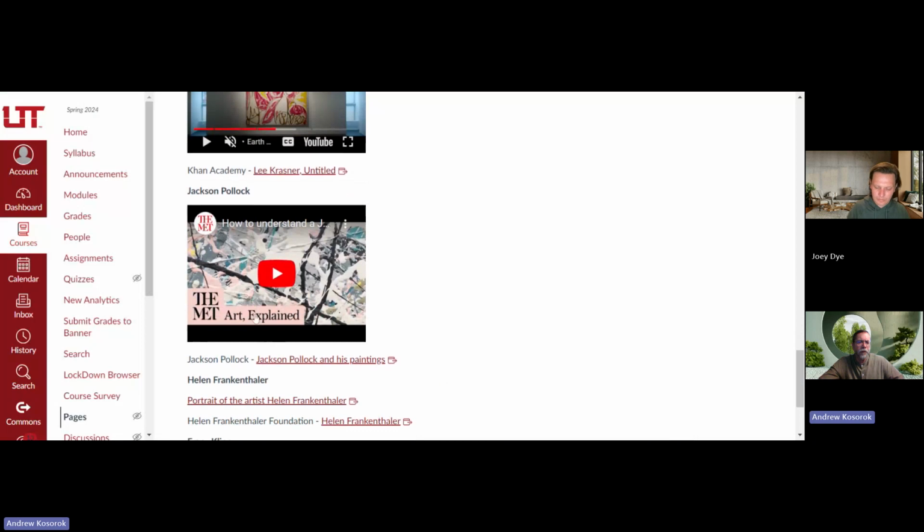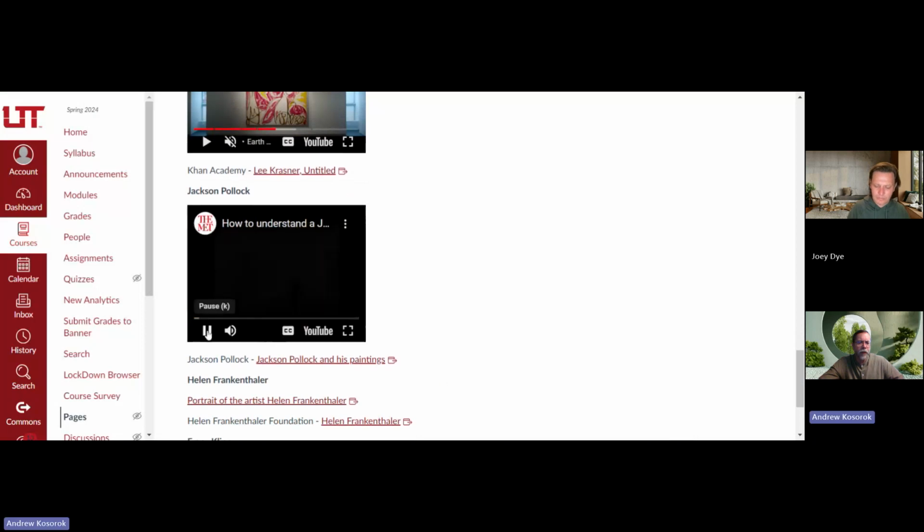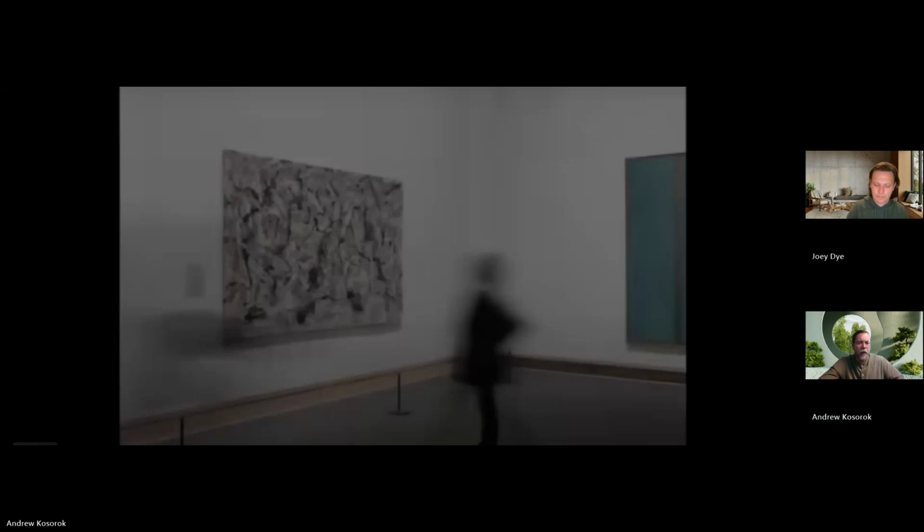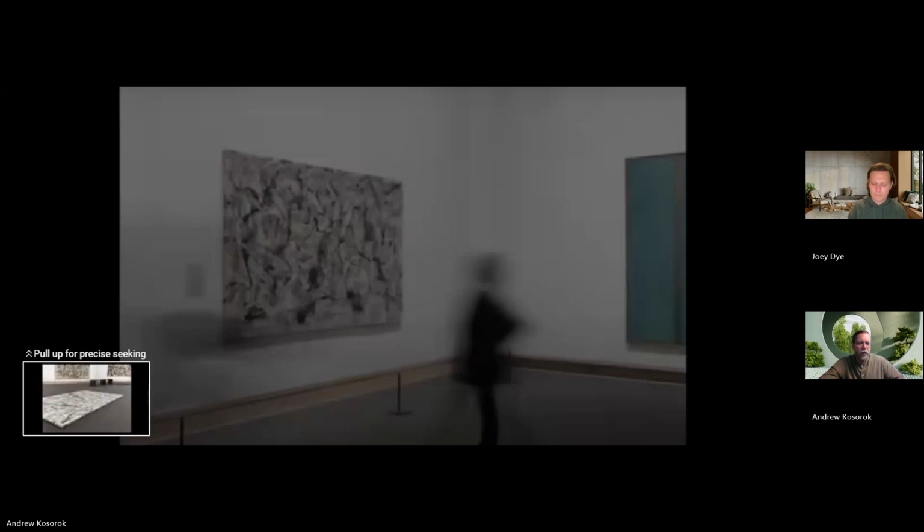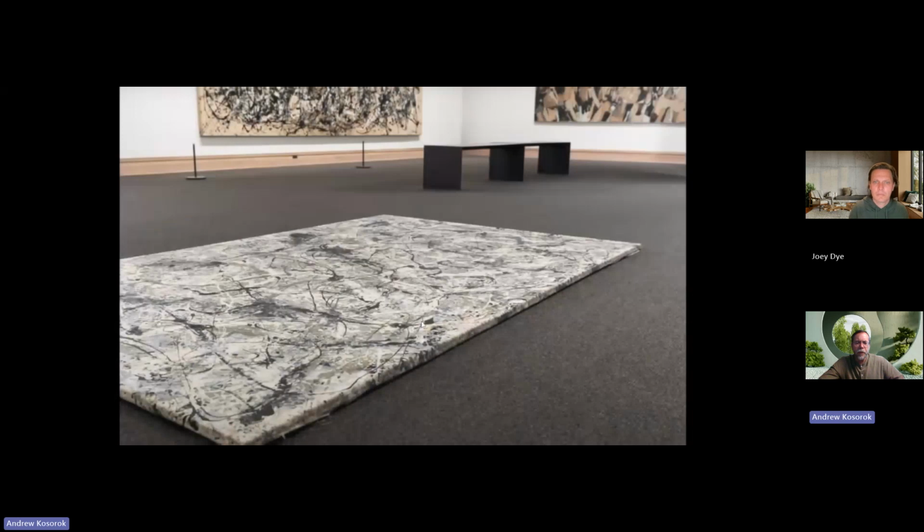Then we look at Jackson Pollock's work. Now, of course, we can, let's see, show some of his work on the floor.